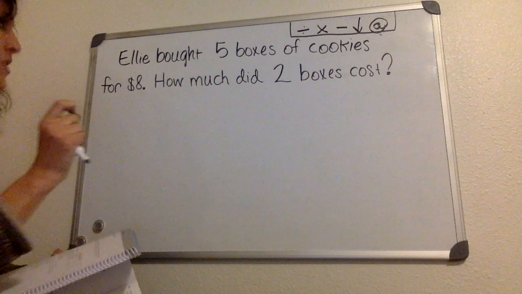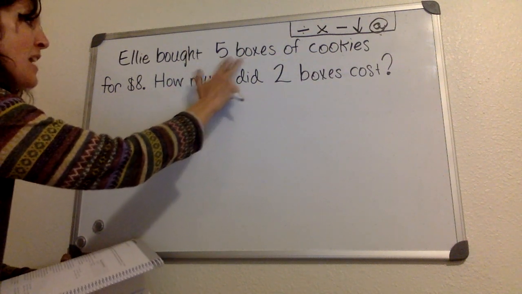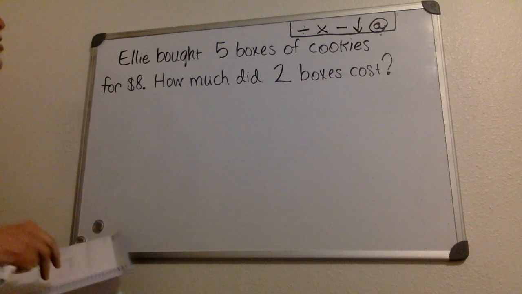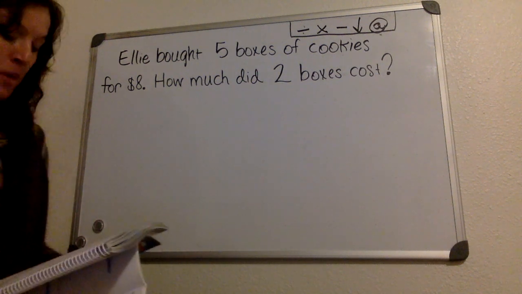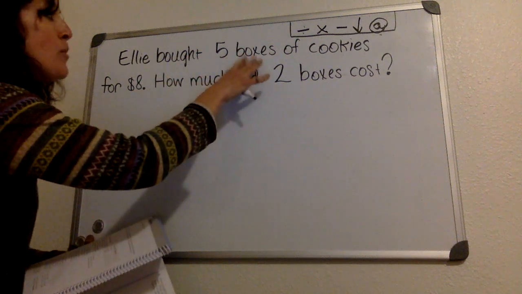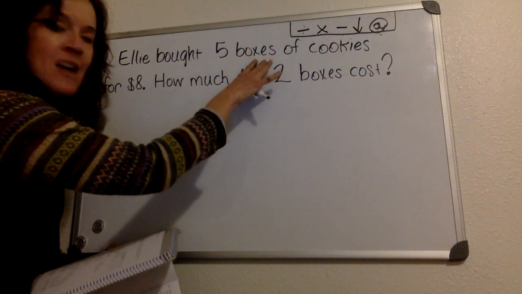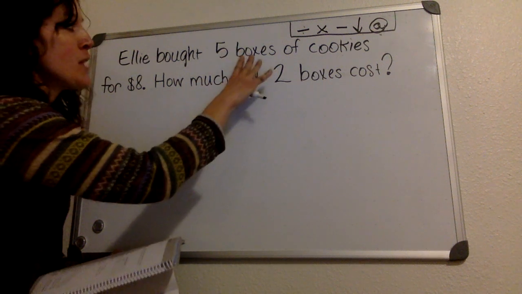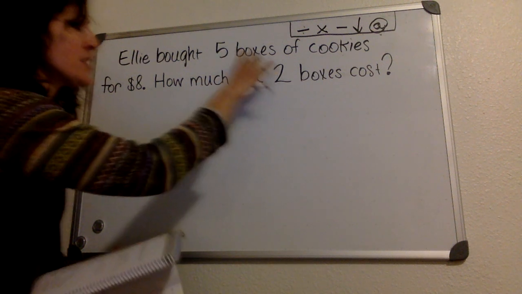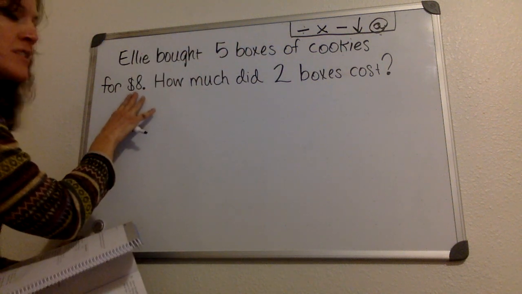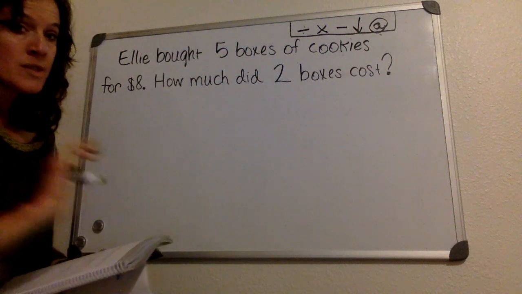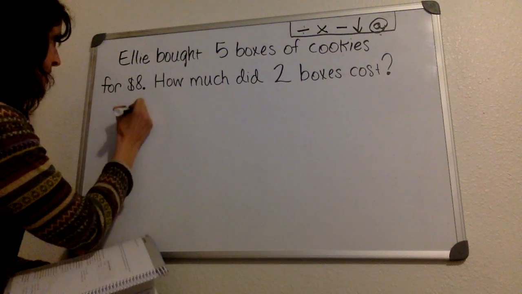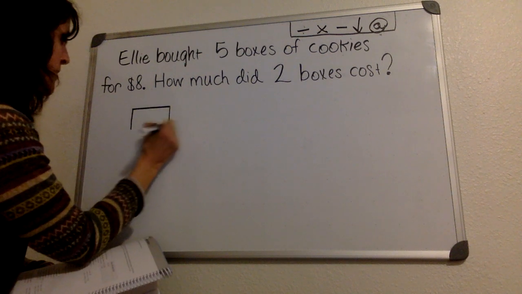We are given, okay, so we know that we have 5 boxes of cookies. Those are 5 equal parts. So we have 5 equal parts. We're going to assume all of the boxes are the same and that they all cost the same. So we have 5 equal parts, and those are parts of a whole. So we're going to use the part-whole bar model for this problem. So let's go ahead and I'll show you what I'm talking about.